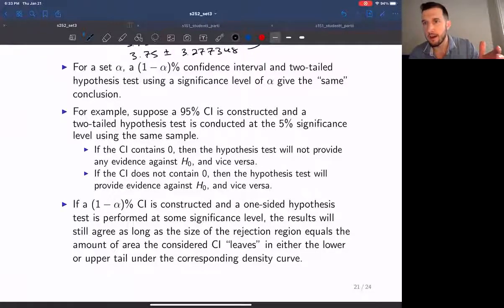In general, if we have this agreement between the critical value, if the CI contains 0, we would expect the null hypothesis of no difference to not be rejected. If the CI does not contain 0, then we would expect the null hypothesis of no difference to be rejected. Okay, so the null hypothesis H naught mu1 minus mu2 equals 0, or H naught mu d equals 0, is rejected if the CI does not contain 0, and it is not rejected if the CI contains 0.